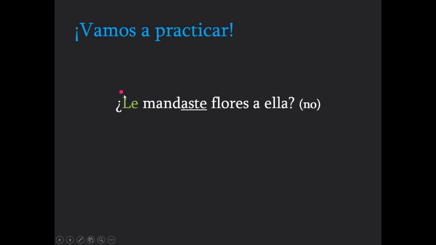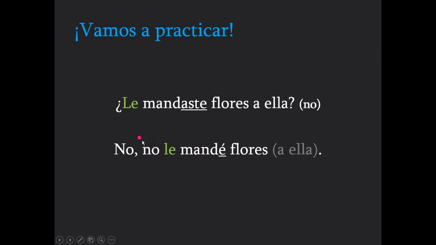Now the question is, will you change the le? Well, the answer is no, because the question says, did you send flowers to her? And you're going to say, no, I didn't send flowers to her. So this is going to stay, but the ending of your verb is going to change. Look at the Spanish. No, no le mandé flores. No, I didn't send flowers. So notice mandaste became mandé. Did you send? No, I didn't send. But our le stayed because we're talking about her in both the question and the answer.